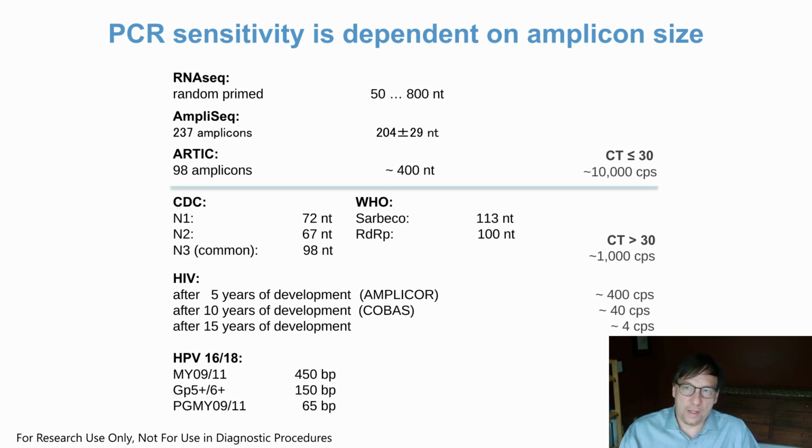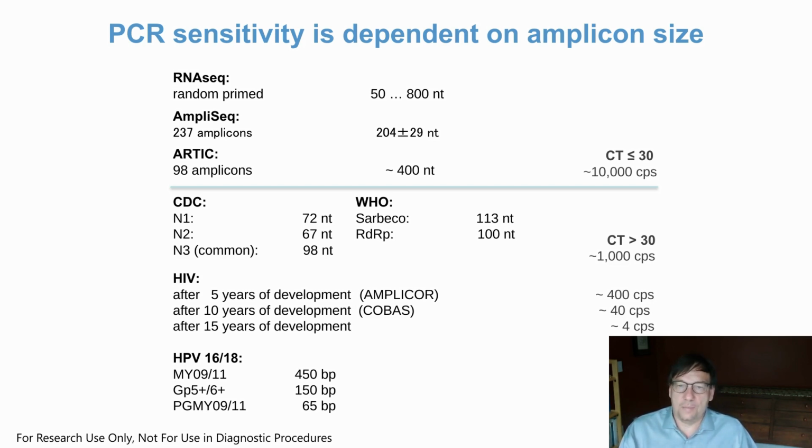People have looked at that even for longer times, and that is the relationship between PCR sensitivity and amplicon size. If you look at RNA-seq random primed, their fragments are between 50 and 800 nucleotides. If you look at ampli-seq, the average is 200, and Arctic, as I mentioned, is 400. And they're good enough to detect 10,000 copies of target.